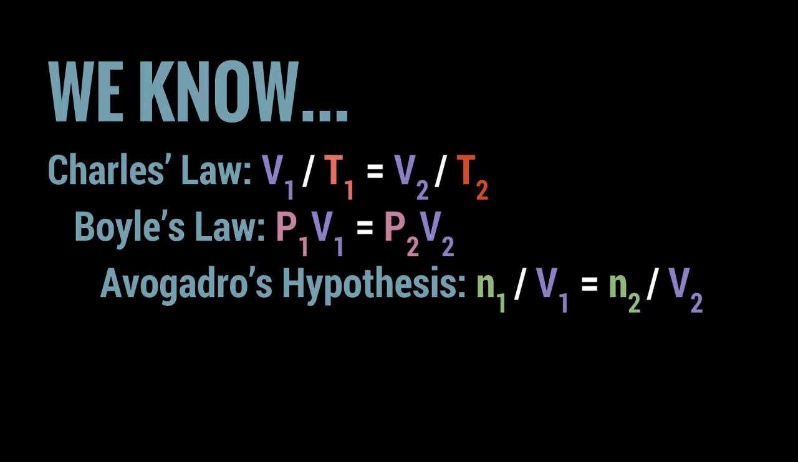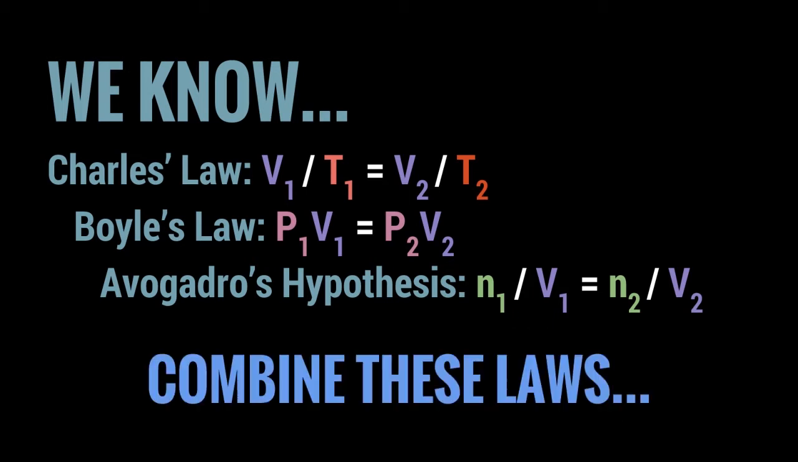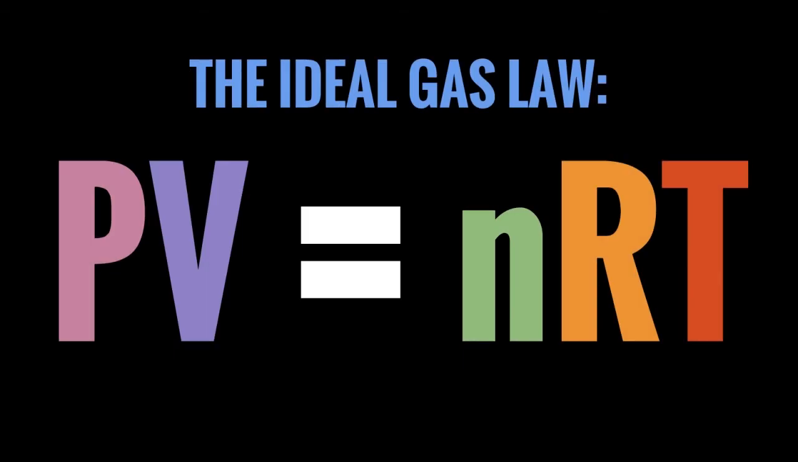So we have Charles' law, Boyle's law, Avogadro's hypothesis. We talk about all of these three in different podcasts, but essentially what we need to know here is that in Charles' law, volume and temperature are directly proportional. In Boyle's law, pressure and volume are inversely proportional. And Avogadro's hypothesis states that the number of moles of gas, or the amount of gas, is proportional to the volume. So we combine these laws, and what do we get, Wallace?